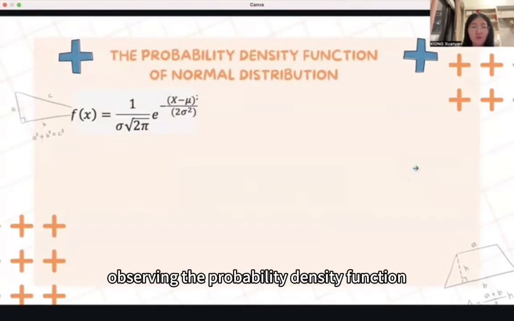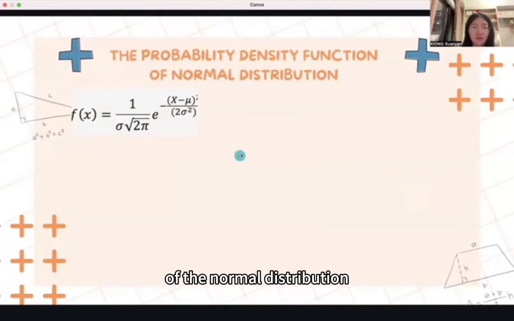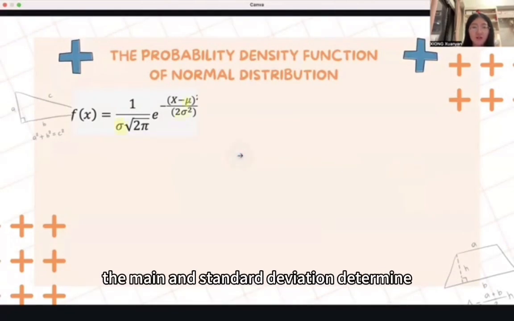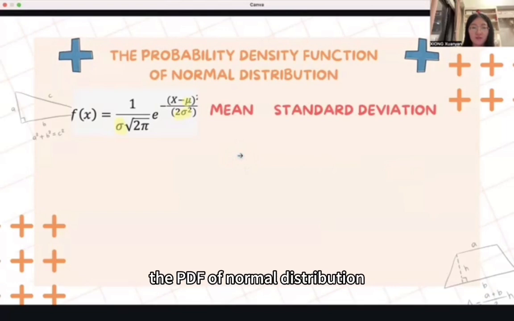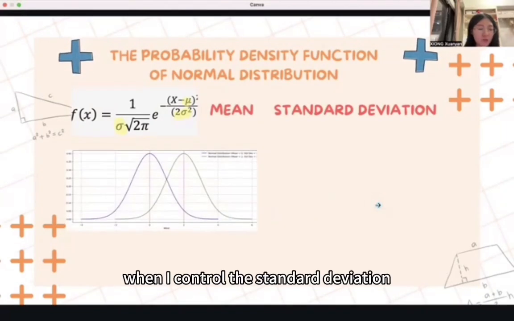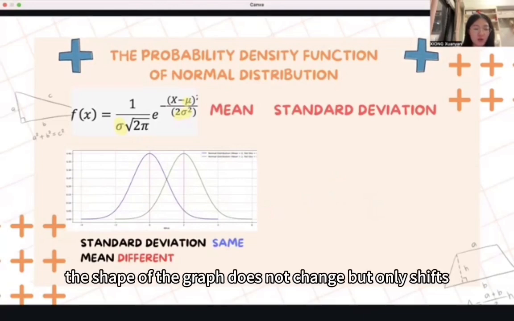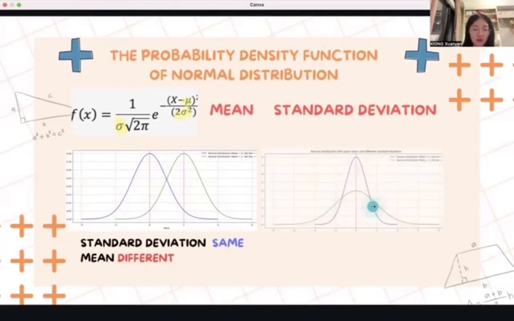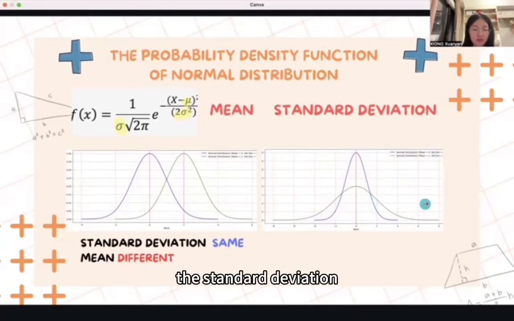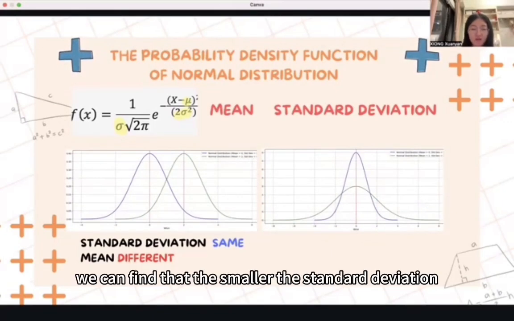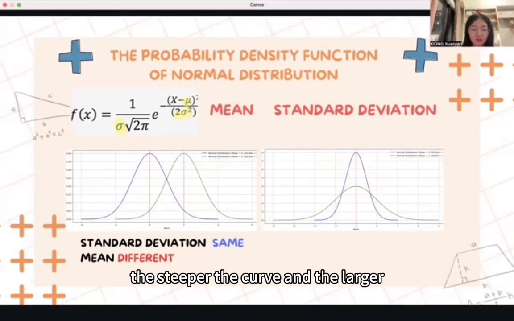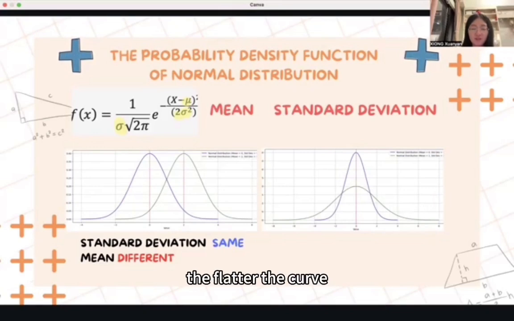Observing the probability density function of the normal distribution, we can find that the mean and standard deviation determine the PDF of normal distribution. When I control the standard deviation to be the same and change the mean, we can find that the shape of the graph does not change but only shifts. When I control the mean to be the same and change the standard deviation, we can find that the smaller the standard deviation, the steeper the curve, and the larger the standard deviation, the flatter the curve.